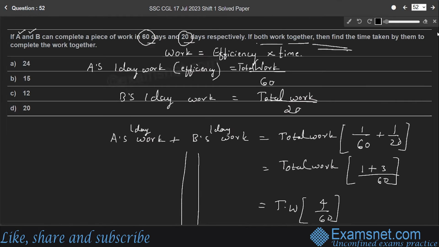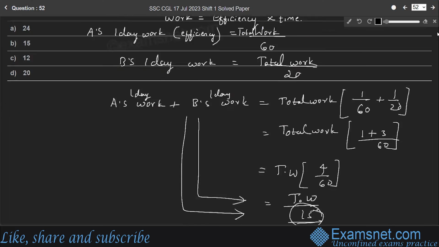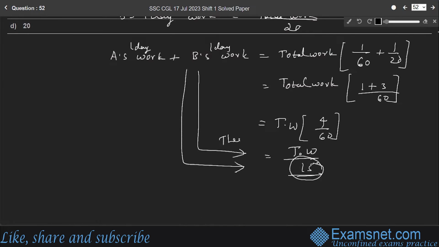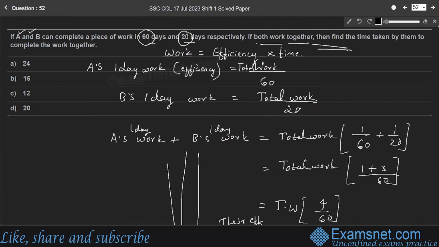Because of the formula, A's one day work plus B's one day work means their efficiency is equal to total work divided by time, because work is efficiency into time. Therefore, A and B together will take 15 days to complete the work. Therefore, option B is the right answer.